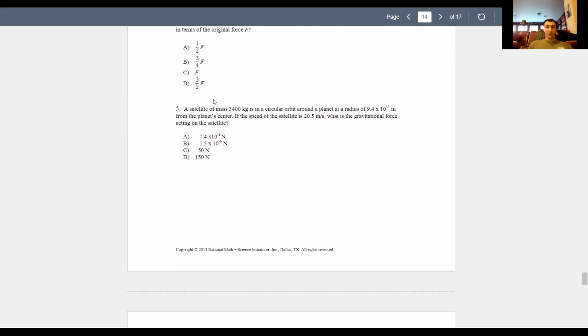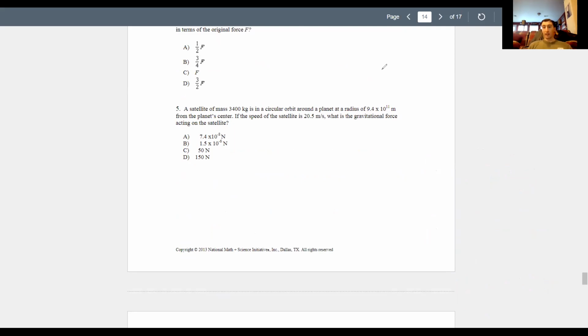Number 5. A satellite of mass 3,400 kilograms is in circular orbit around a planet of radius 9.4 times 10 to the 11th meters from the planet's center. If the speed of the satellite is 20.5, what is the gravitational force acting on the satellite?